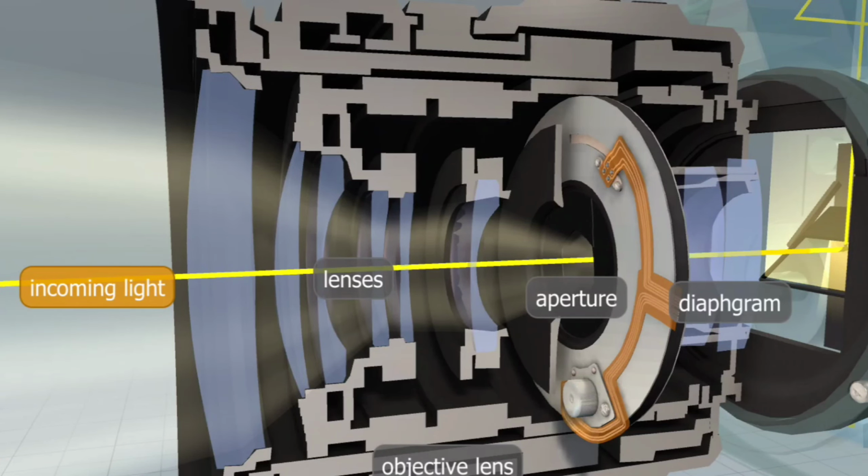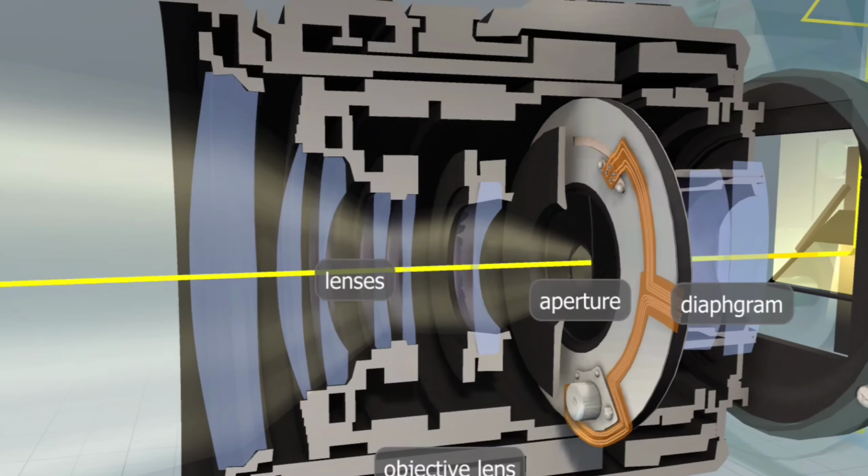The objective lens comprises several lenses to correct the imperfections caused by lens aberration. The light then travels through the opening in the diaphragm, called the aperture, which regulates the amount of light entering the lens. If there's too much light, the width of this opening is reduced, and if the light is too low, the opening widens. The depth of field can also be adjusted with the aperture. A smaller aperture results in a deeper depth of field. That is, the subject and the background are also sharp. A larger aperture, however, results in a shallower depth of field. That is, only the subject will be sharp.